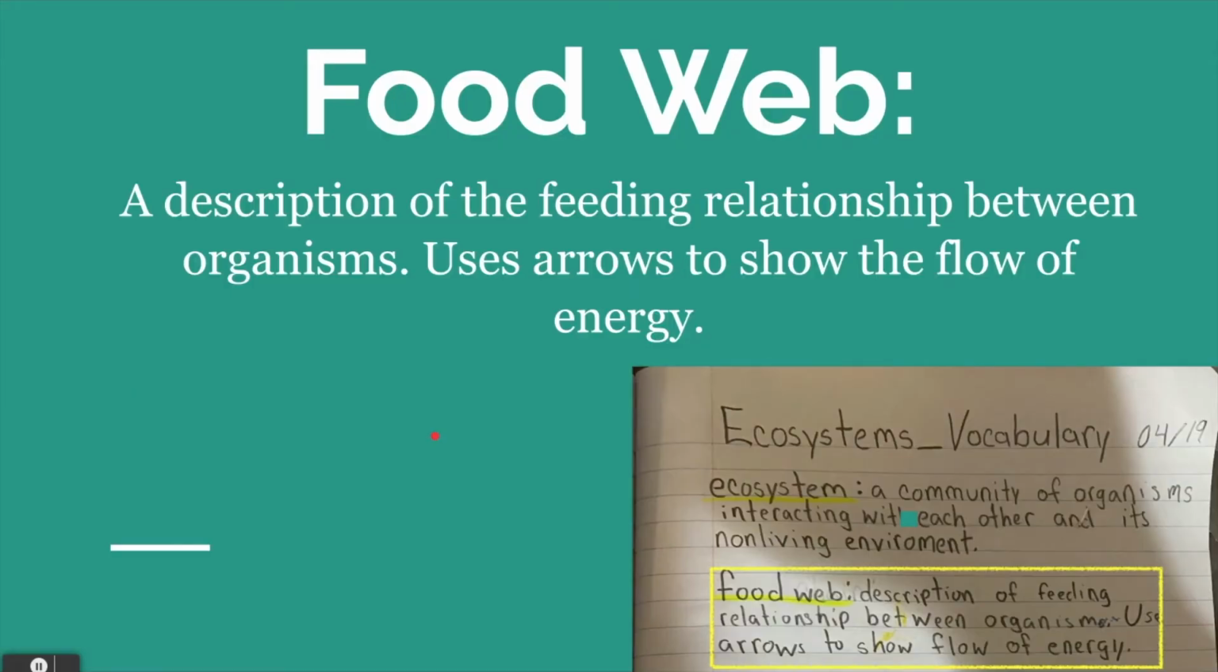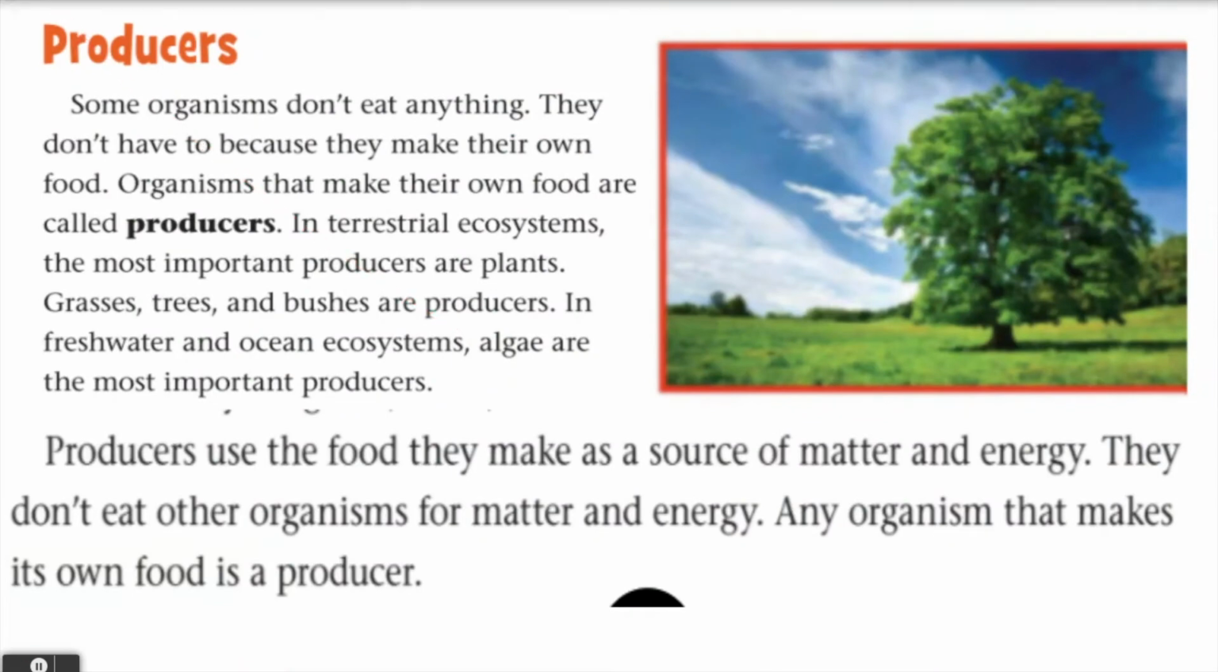Alright, now that you have added the food web vocabulary into your journal, let's talk about the different parts different organisms play in these food webs. There are different groups of organisms. Let's start with the first one, which are producers. Some organisms don't eat anything. They don't have to because they make their own food. Organisms that make their own food are called producers.